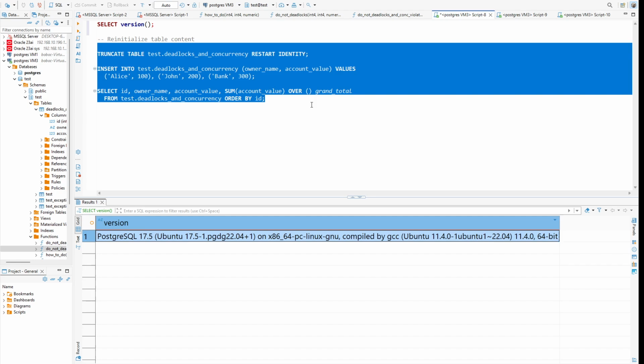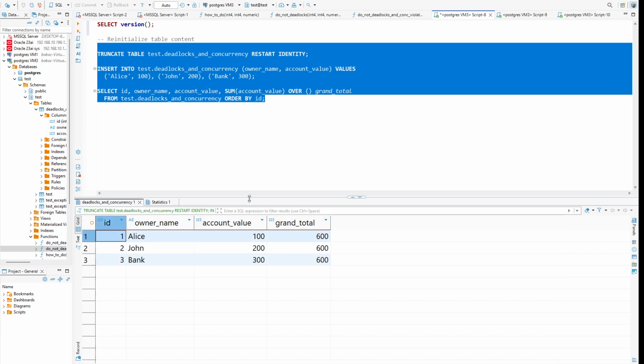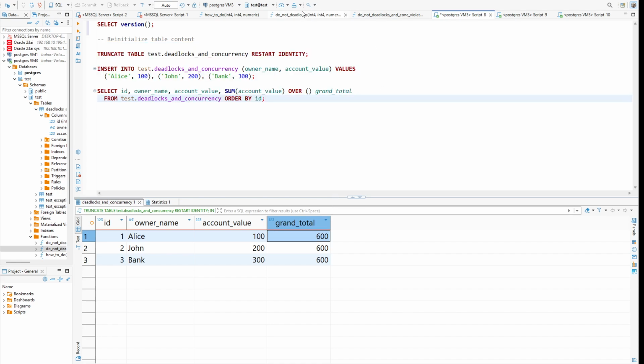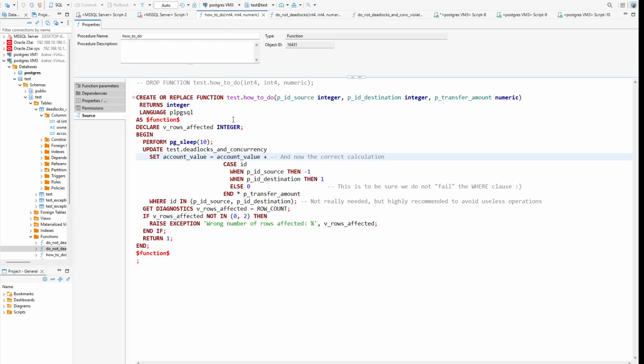Let's reset our environment. The environment is composed of 3 people in one table. Each of them has an account balance in its account, and we will move some values from one account to another. So we expect this grand total to be always the same. The good example, and let's start with it, is this one.